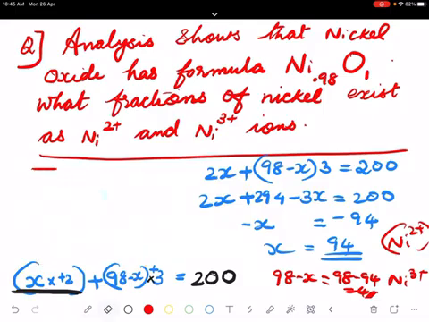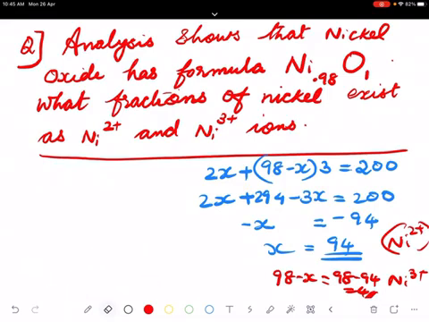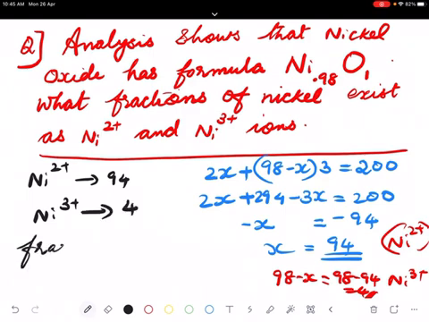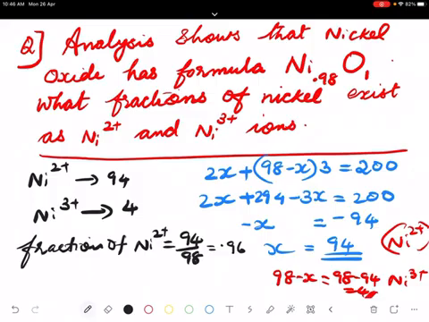So what is the fraction of Ni2+? We have calculated 94 out of this 98, and Ni3+ is 4. So the fraction of Ni2+ is 94 upon 98, that is 0.96. 94 upon 98 is equal to 0.96.